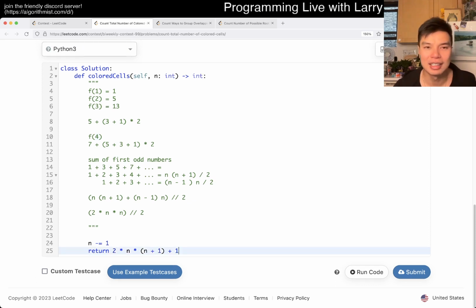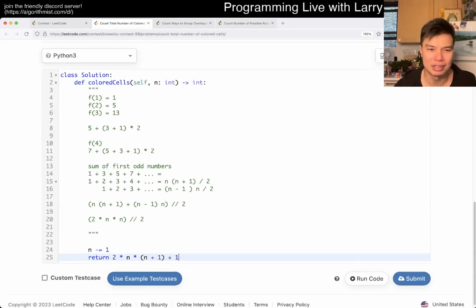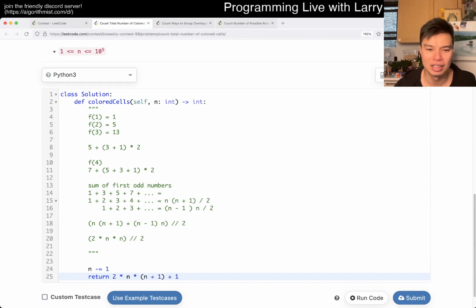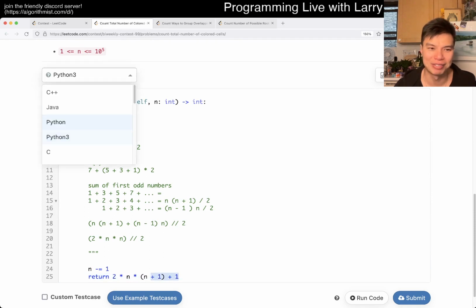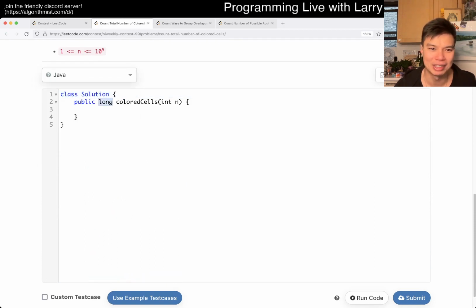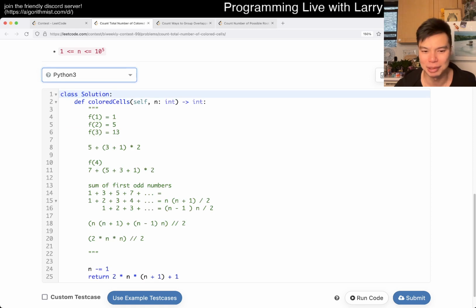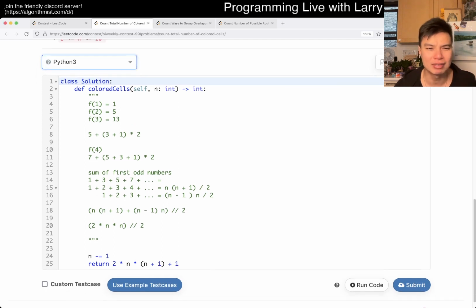In any case, this is just a formula, so it's O(1) time and O(1) space. If you want to go there, this is going to fit in a long, which means that in Python we don't have to care about it, but in Java and C++ you have to be careful about not overflowing. Cool. Yeah, that's all I have for this one.